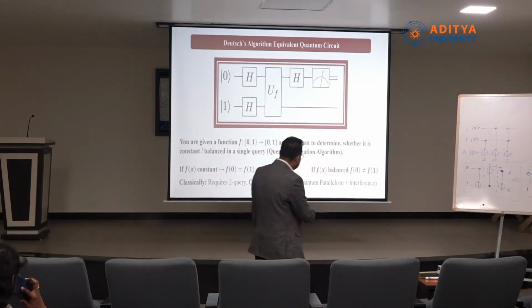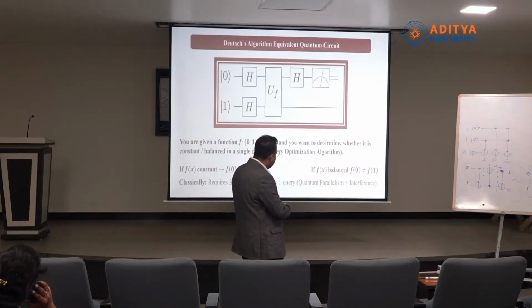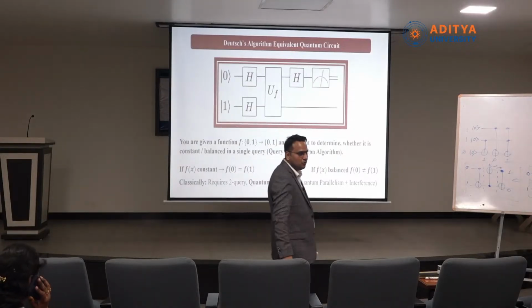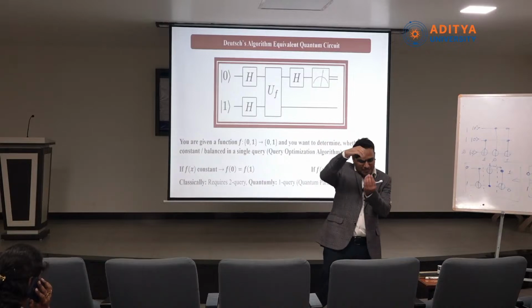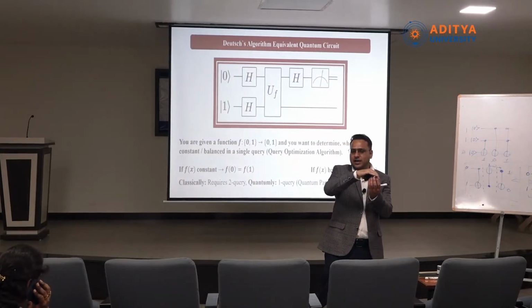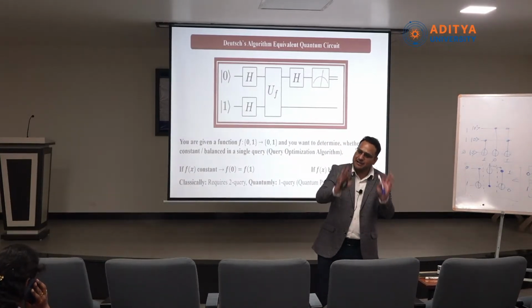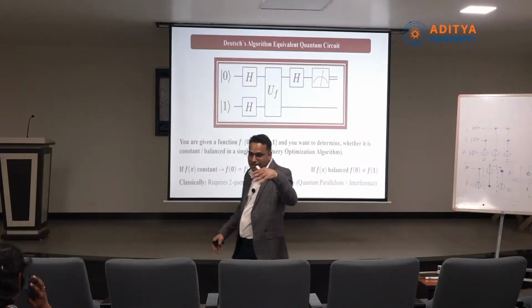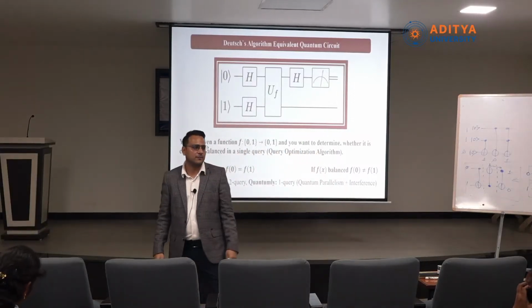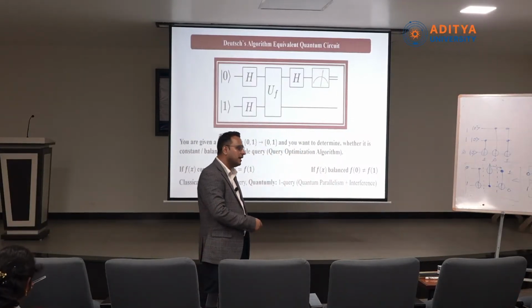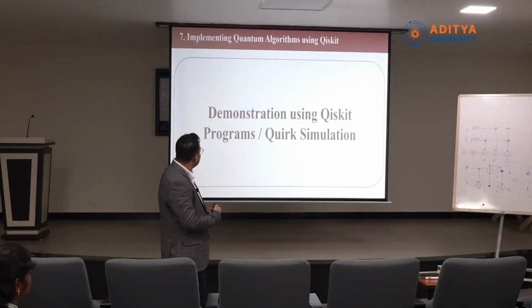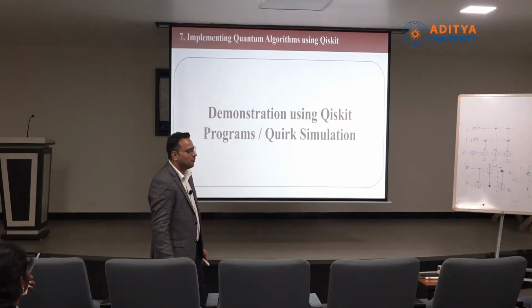But if the inputs are assigned, like f of x, for a balanced case the function of 0 should not be equal to function of 1, because if for the first input you are receiving 1, then for the second there is a definite 0, because it's a completely balanced function. Understood? Clear? Now we have reached our goal point.